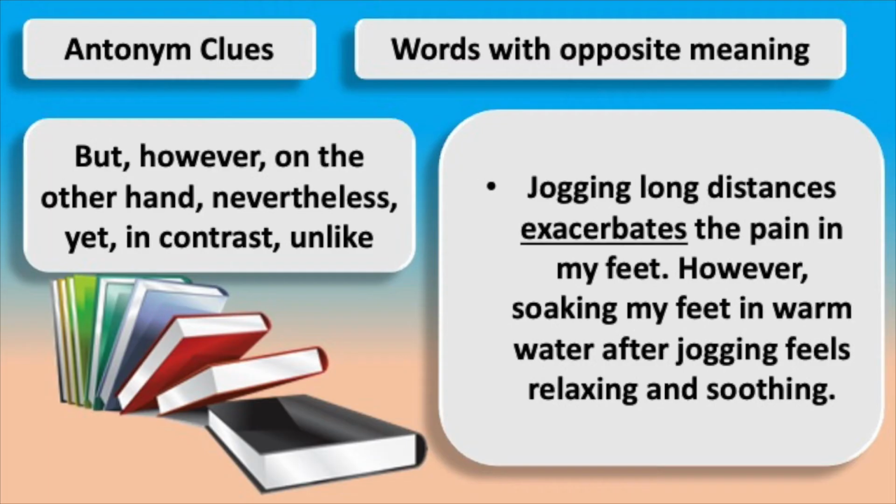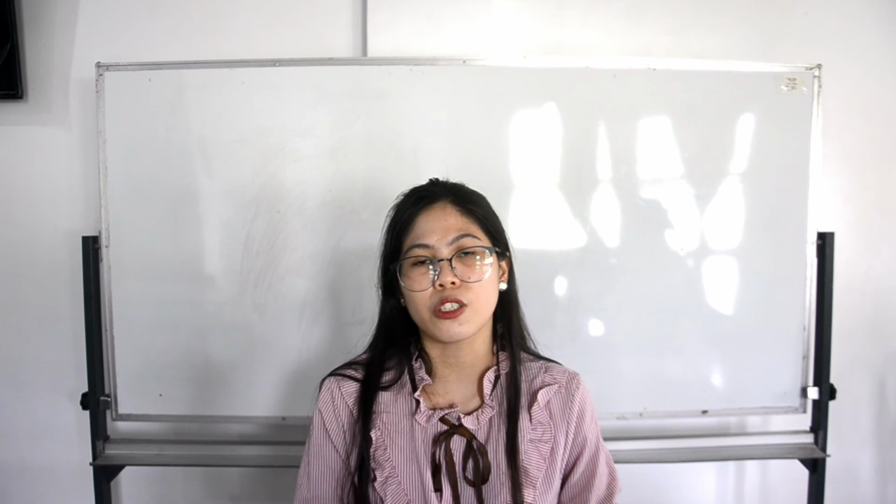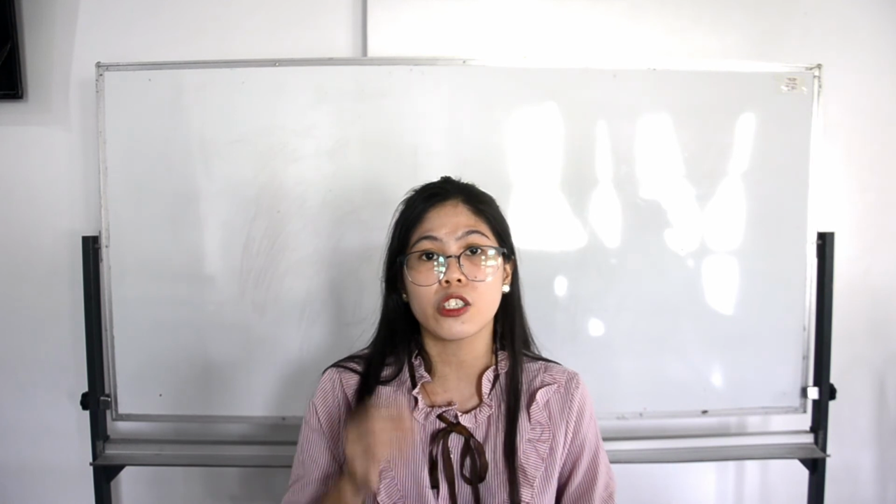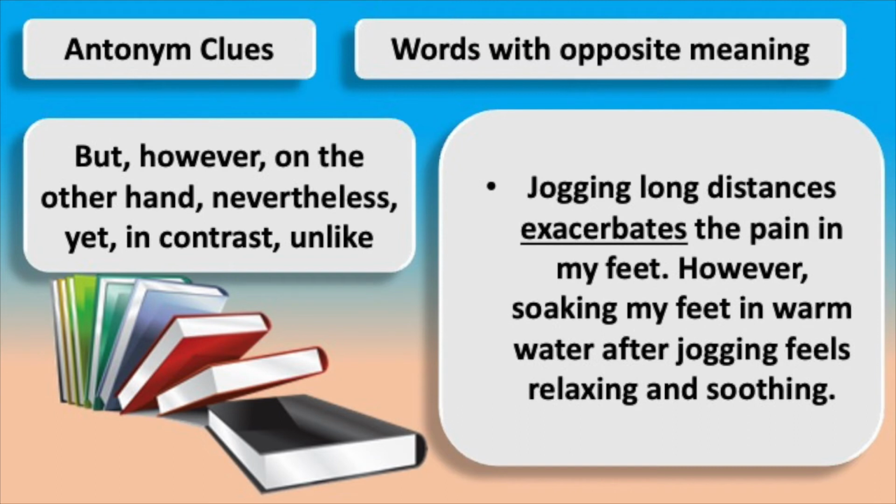So next clue is the antonym clues. These are words with opposite meaning. For example, beautiful is the opposite of ugly. Big is the opposite of small. Long is the opposite of short. Fat is the opposite of skinny. So those are antonyms. One of the things that may help you figure out if the writer uses an antonym clue is when you find these words in the given statement, which are but, however, on the other hand, nevertheless, yet, in contrast, and unlike. So we have here example.